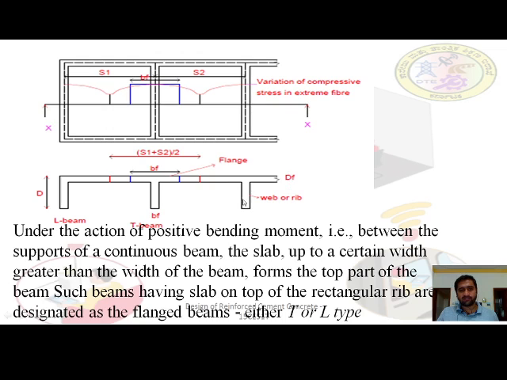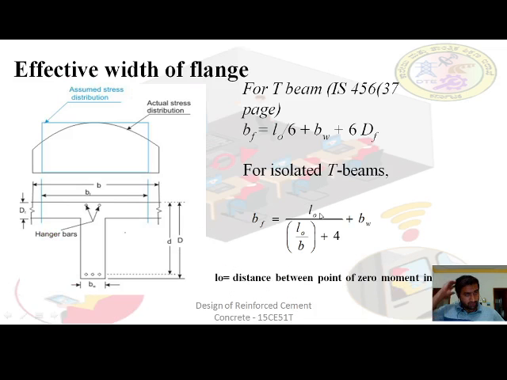The rest of the designations we know: DF is the depth of the flange, BF is the effective width, and D is the actual depth of the beam. So this is the effective width of the flange. In the last slide we have seen how the stress varies. We will see how to calculate the effective width using the formula. This is the stress variation, actually non-linear or complex. This blue line is the assumed stress distribution, which will be uniform.